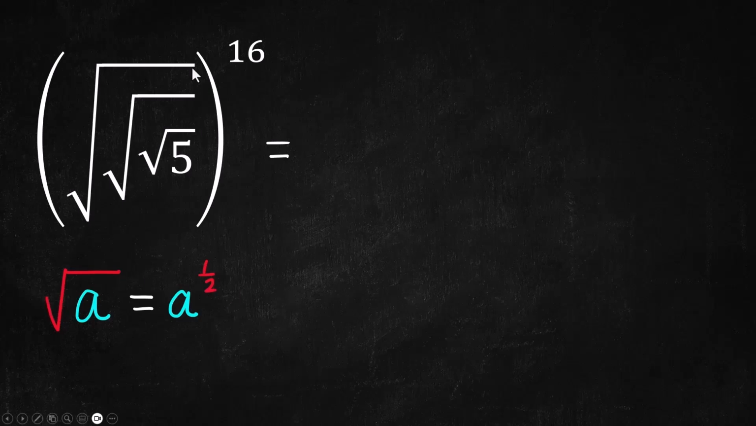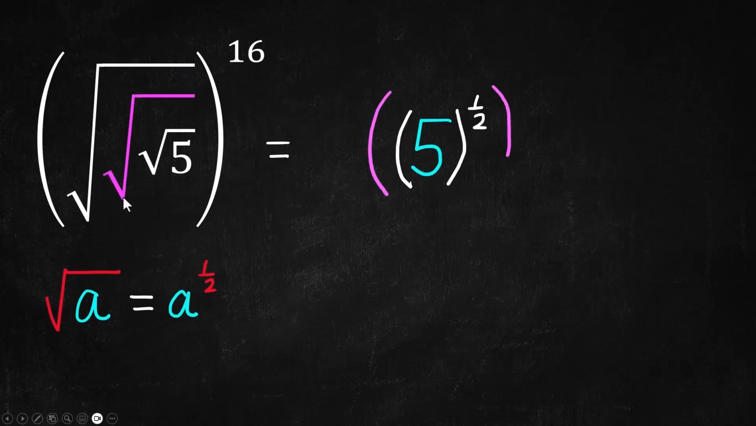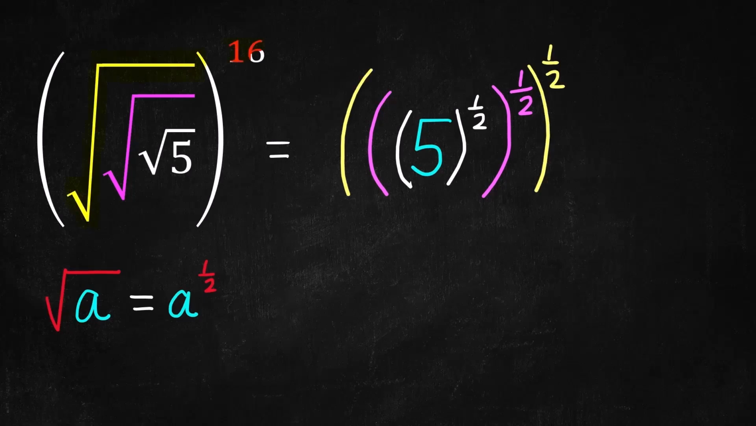So all these little root signs, I'm going to change them all to exponents and then use an exponent law here. So we got 5 in the middle. It has a square root on top of it, so that's 5 to the 1/2. And then that has a square root on top of it, so it's another 1/2 exponent. And then that has another square root, so there's another 1/2 exponent. And all of that is being raised to the 16th power.